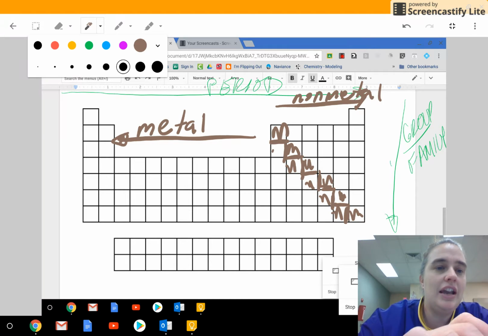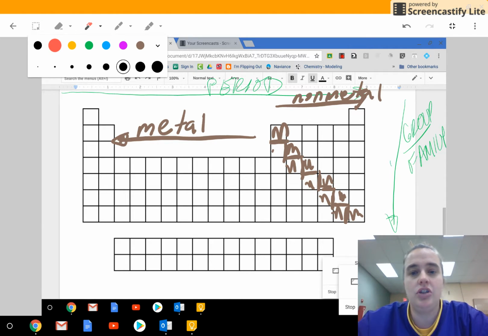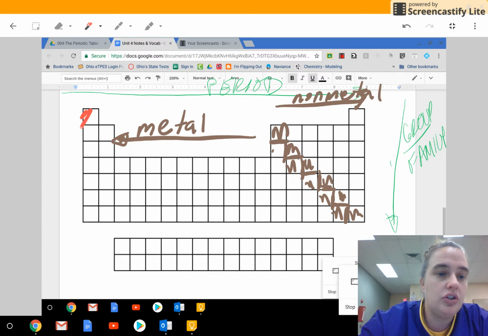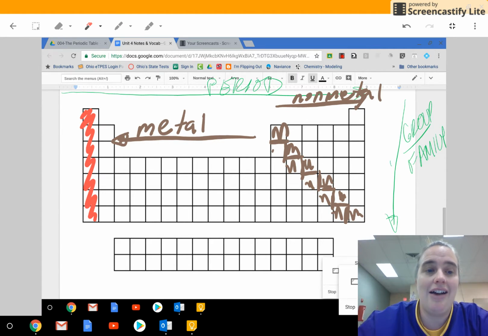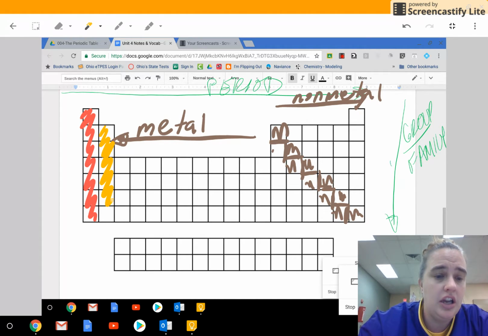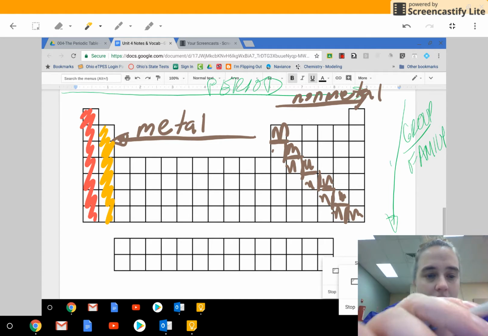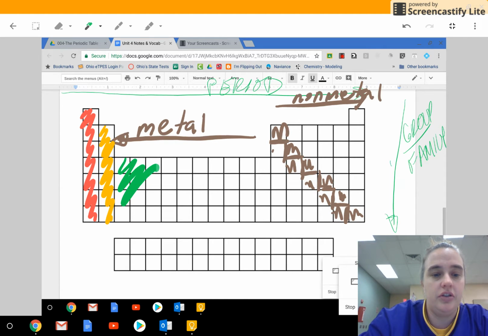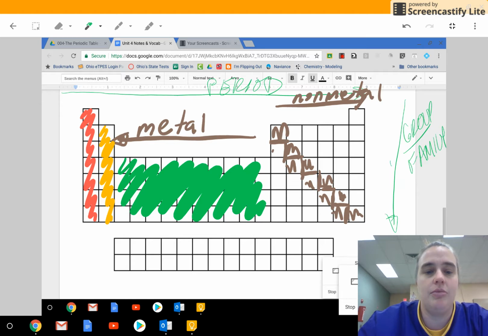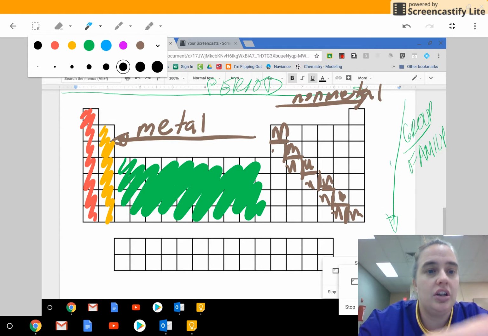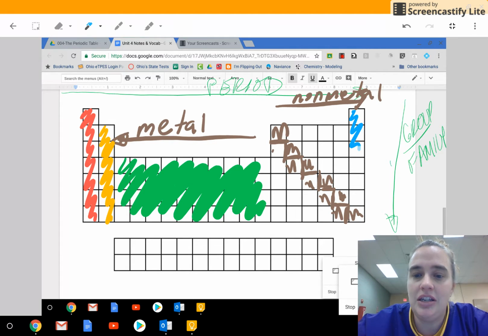Okay, so the next thing we're going to talk about is groups. Every group has essentially a name to it, kind of like their last name. So the first group is referred to as the alkali metals. The second group, group 2, is referred to as my alkaline earth metals. Group 3 through 12, so we got a huge chunk of the periodic table right there, is referred to as my transition metals. And then we're going to skip a few and come all the way to group 18.